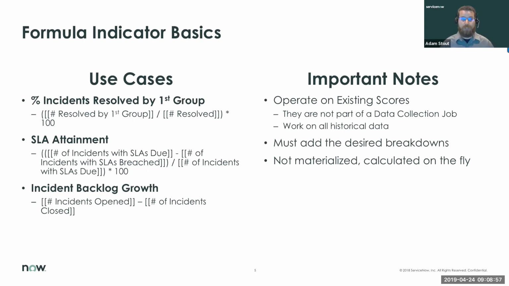As a percentage of what you're supposed to do, what are you doing? And backlog growth, open minus closed. How big is it growing? I can watch that over time.